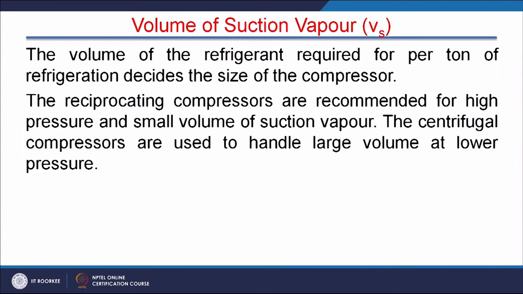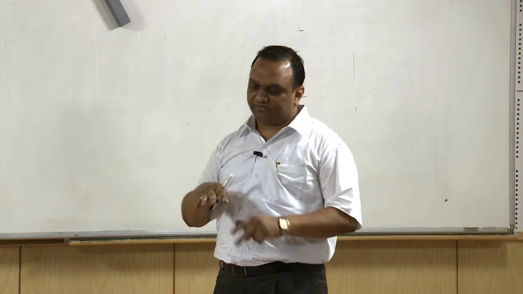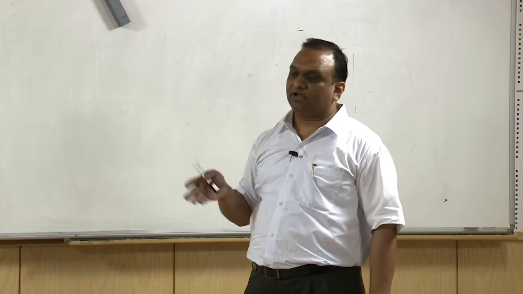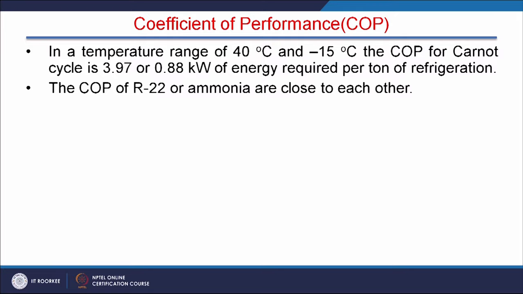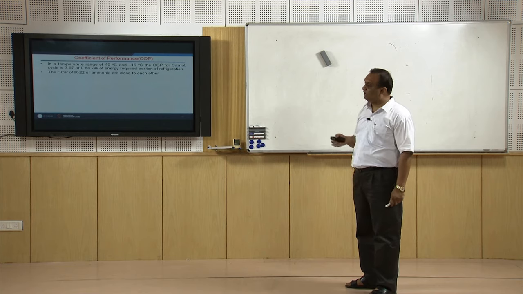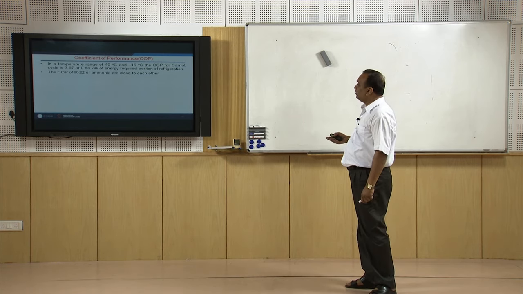If we go, again I am repeating, for higher pressure in the evaporator, in that case the system will become robust and the cost of handling the vapor through the compressor will reduce. Now, coefficient of performance. If in a temperature range of 40 to minus 15, the Carnot efficiency is given as 3.97, here we can easily calculate that it comes out to be 0.8 kilowatt of energy.